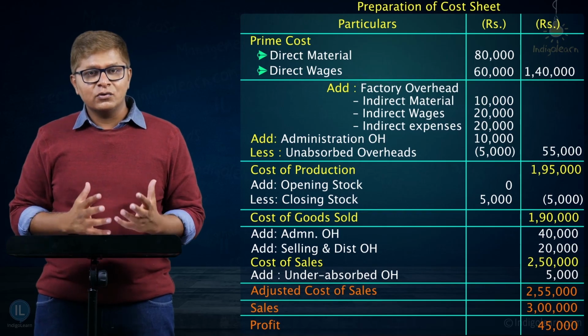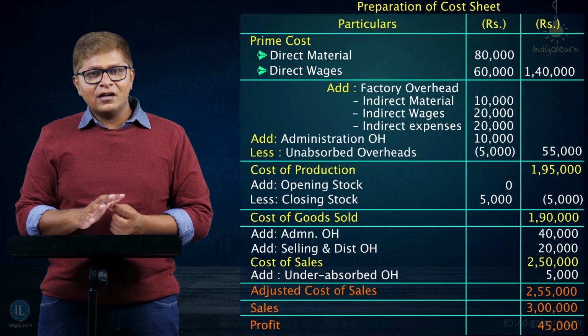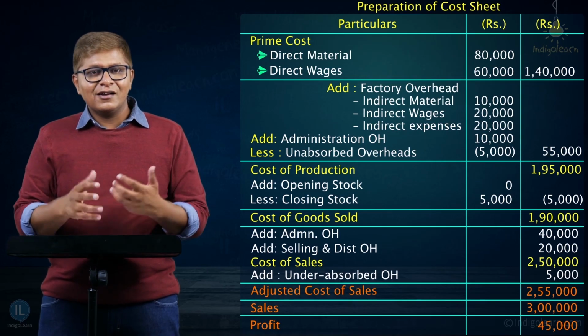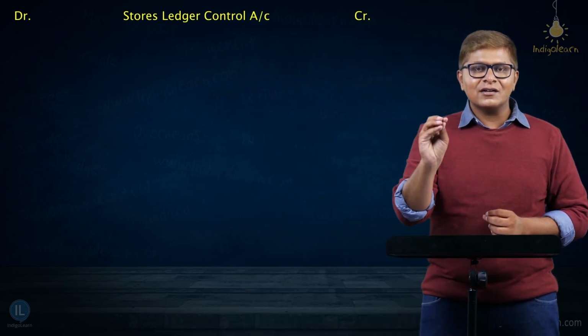Now what we are going to do is very, very important. This same workflow we are going to represent in the books of accounts. We are going to represent it in the cost accounting records. So friends, let's simultaneously open ledger accounts for these accounts and start posting the entries as we go on understanding the transactions. So the first account that we are going to open is the stores ledger control account.